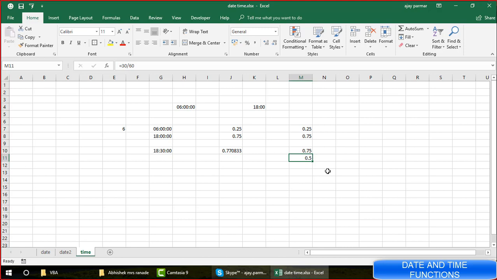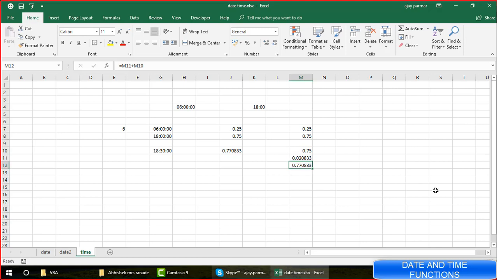Once I have converted the minutes into hours, I further divide by 24 to check the contribution. So the 0.5 hours contribution to the entire day is about 0.02, which is 2% if you multiply it by 100. That makes sense because it's just 30 minutes. So when you add this and this, you have this 0.77 number, right?